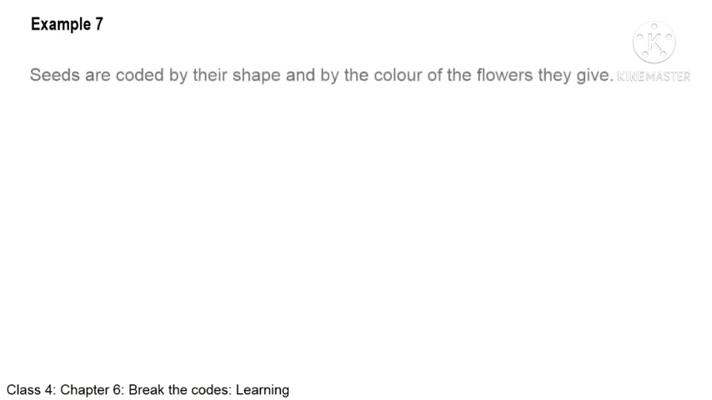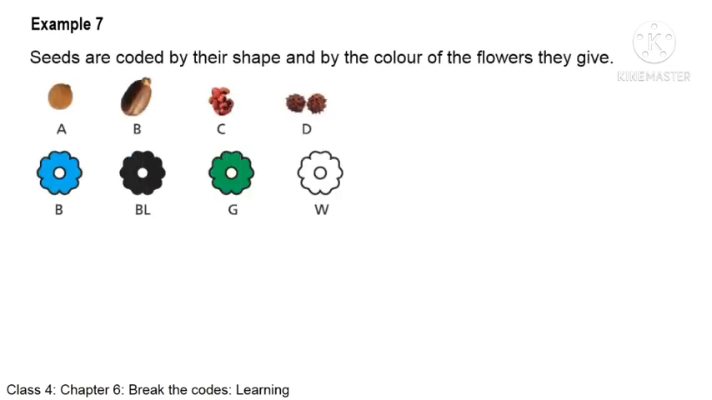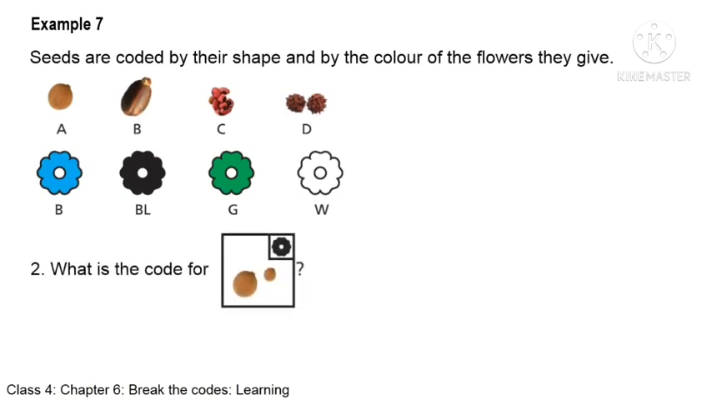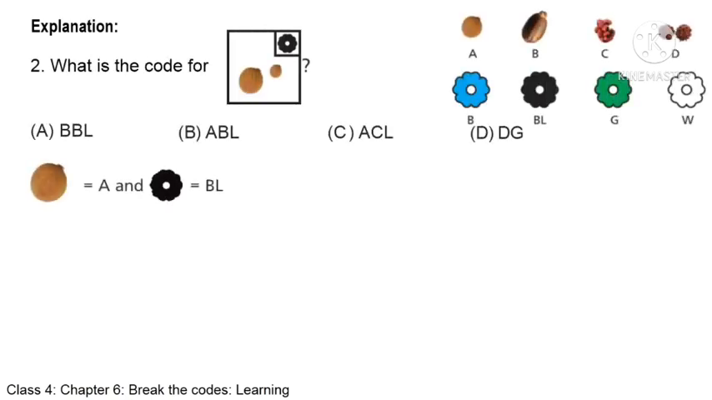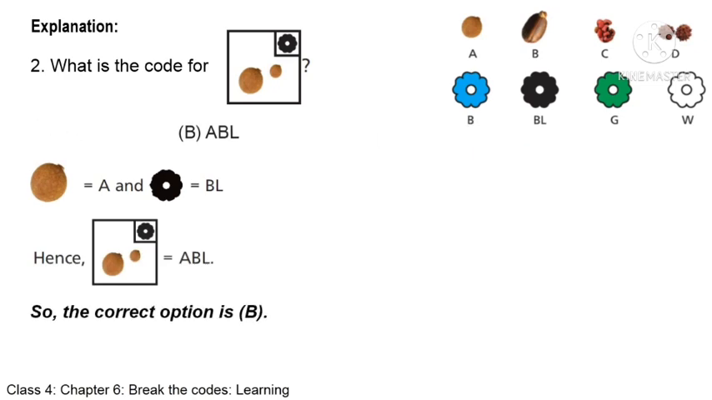In this example, seeds are coded by their shape and color of the flowers they give. What is the code for the given figure? Is it option A, B, C, or D? Seed equals A and this particular flower equals BL. Together the figure shows ABL. So the correct option is B.